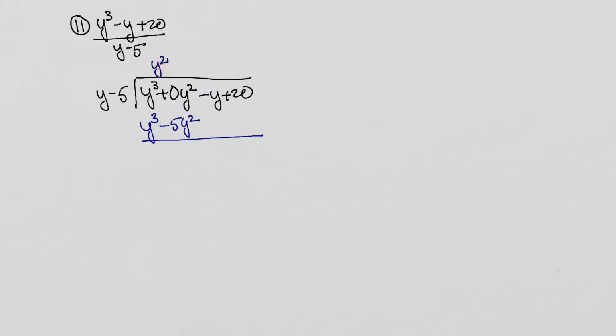So we've done the divide, we've done the multiply, now subtract, so change the signs, minus, plus, now combine like terms. So y cubed minus y cubed, 0. No y squareds, and then you add 5y squared. So now we're up here with 5y squareds. There's the subtract. Now bring down. I'm just going to bring everything down. So I'm going to have minus y plus 20.